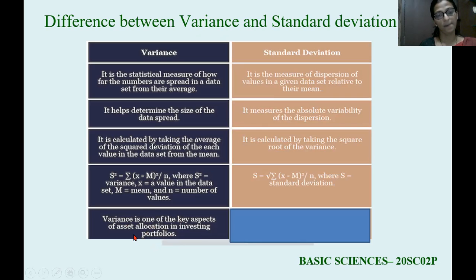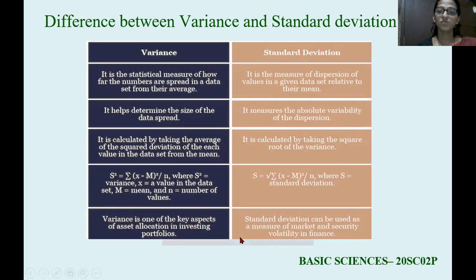So variance gives us that idea. Using that we can probably decide where we can invest our assets, whether the investment we are going to make will give us proper benefits. That we can decide using variance.